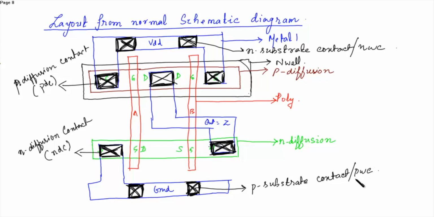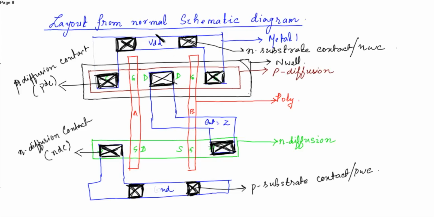So this is the layout of a twin port NAND gate from the twisted schematic diagram. Now let's see the layout from the normal schematic. So actually this was the layout from the normal schematic. The one we had discussed earlier was the twisted schematic.